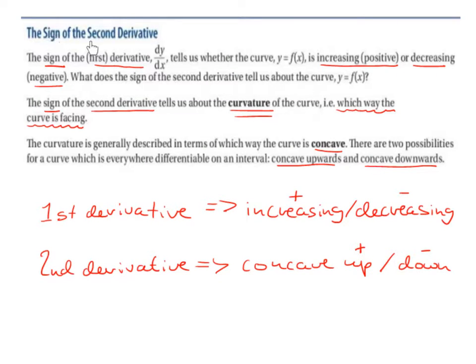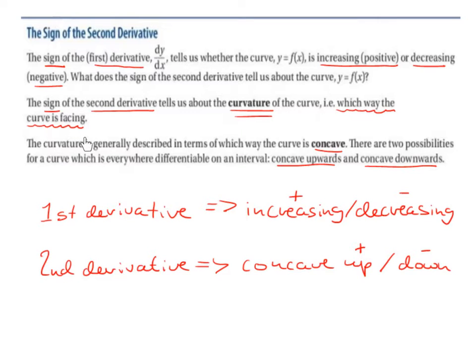The sign of the second derivative. The sign of the first derivative, dy/dx, tells us whether the curve y equals f of x is increasing, positive, or decreasing, negative. What does the sign of the second derivative tell us about the curve y equals f of x? The sign of the second derivative tells us about the curvature of the curve, i.e. which way the curve is facing.